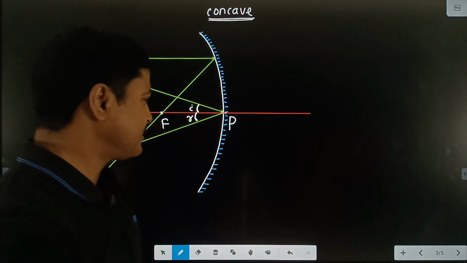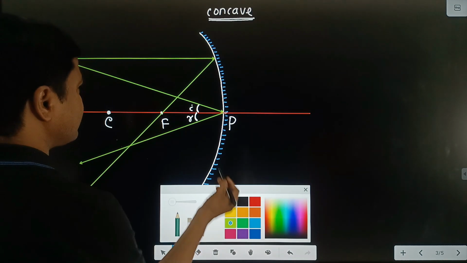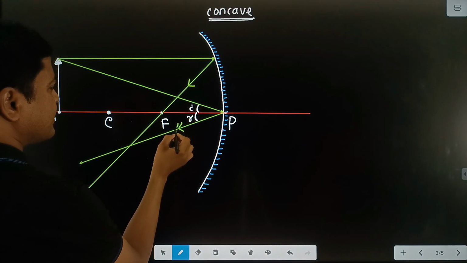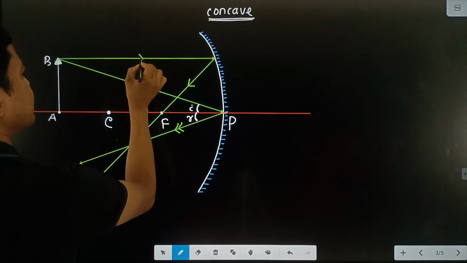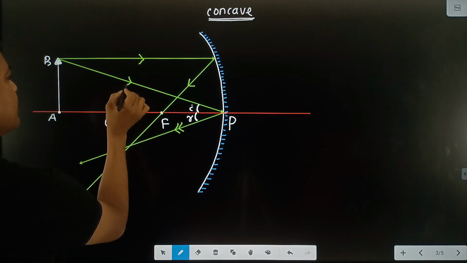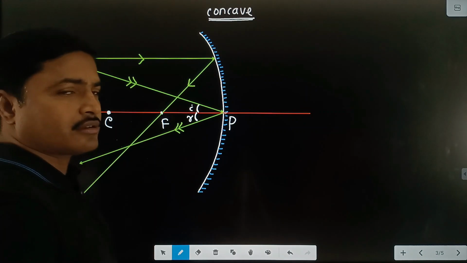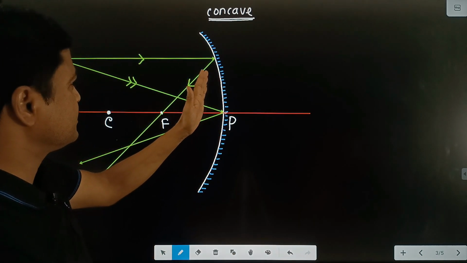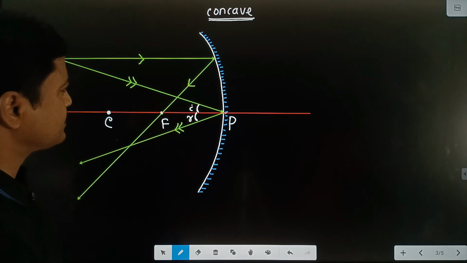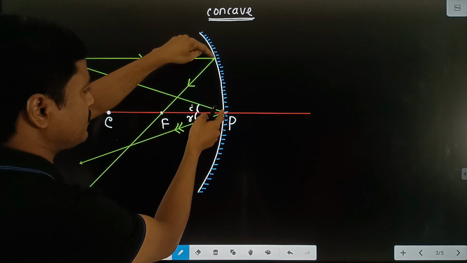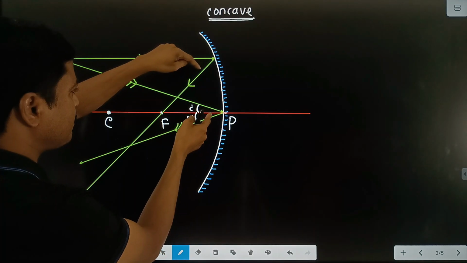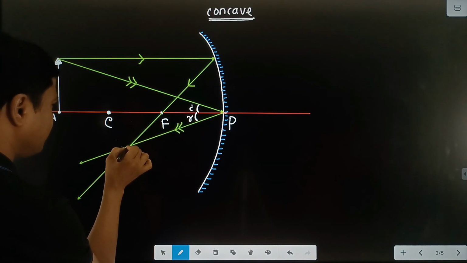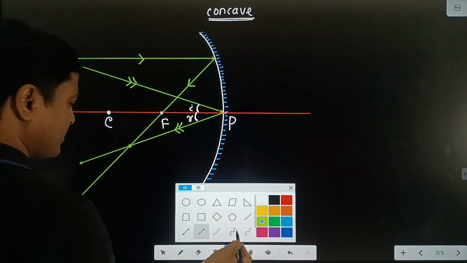Here two reflected rays are there: this one is the first reflected ray, this one is the second reflected ray, and two incident rays are there. This is the first incident ray, and this one is the second incident ray. Clear? On the left side is the reflecting surface, and after reflection both the reflected rays meet at a single point. That means the image is formed at this point.